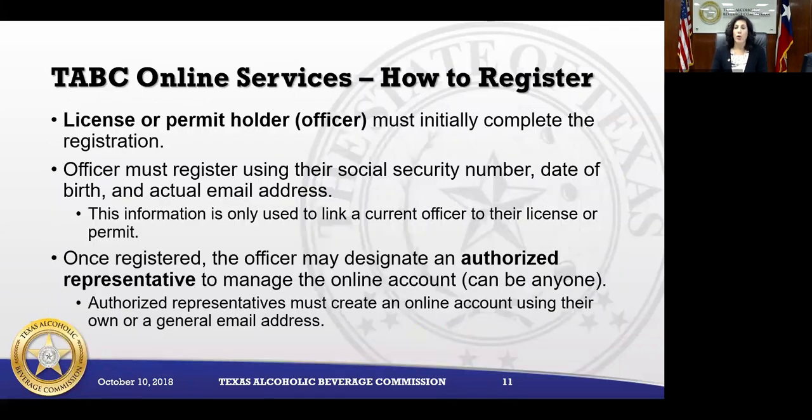The license or permit holder must complete the registration. For example, if your permit is held by a corporation, the president or other officer of that corporation must complete the registration. The officer must register using his personal information, Social Security number, date of birth, and actual email address. Once registered, the officer may designate an authorized representative to renew their license or permit. This may be anybody. The authorized representative must also complete the online registration.